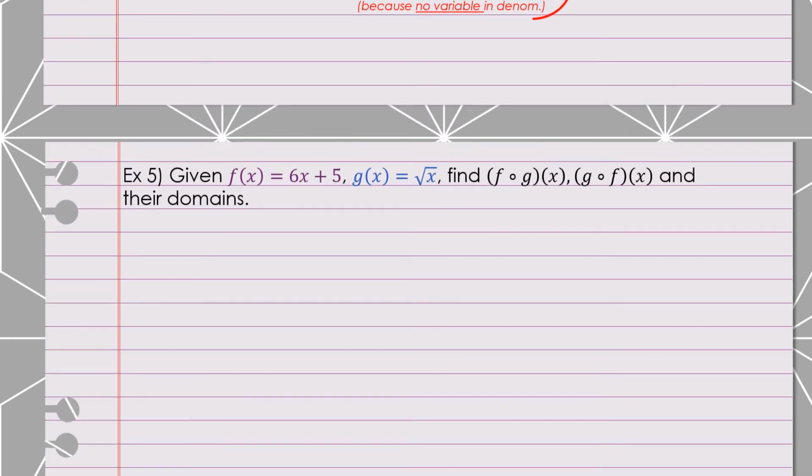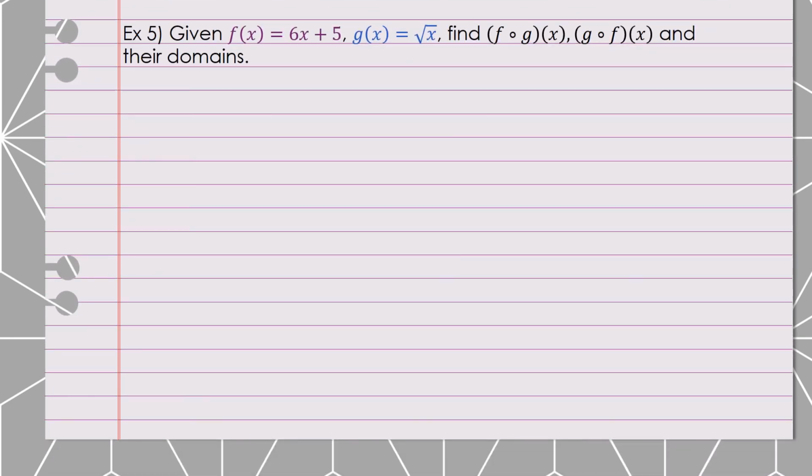Example 5. Given f of x equals 6x plus 5, g of x equals square root x, find f composed of g of x, g composed of f of x, and their domains. So let's look at f composed of g first. Again, because you see the circle for composition, you must rewrite it as f composed of g of x.